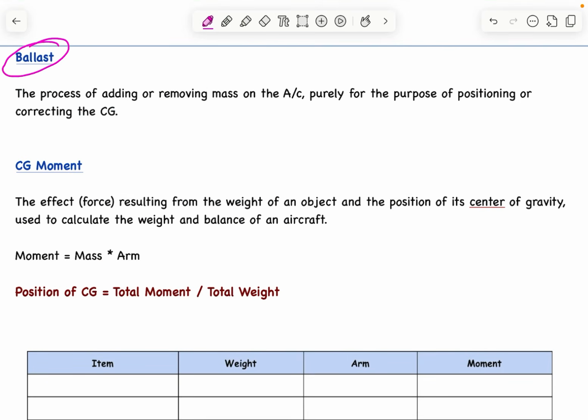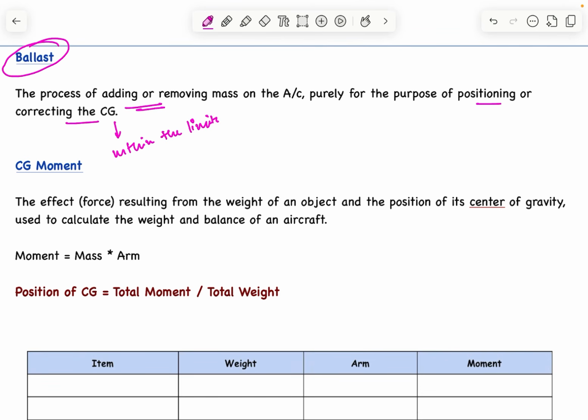Ballast. The process of adding or removing mass on the aircraft purely for the purpose of positioning or correcting CG. Since we know that CG should always be within the limits, the purpose of repositioning or adding or removing mass is known as ballast.